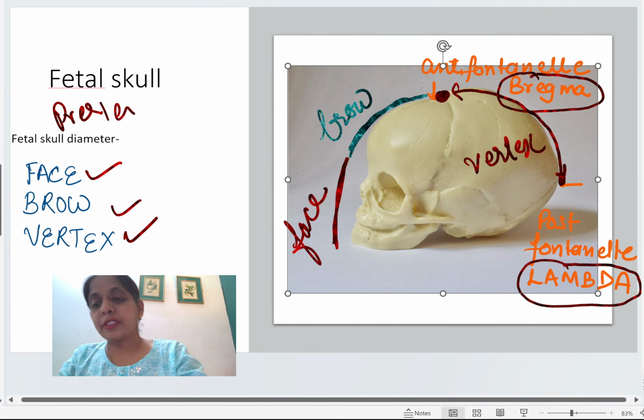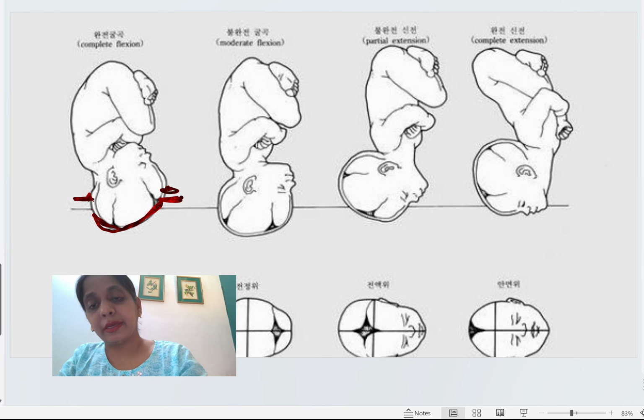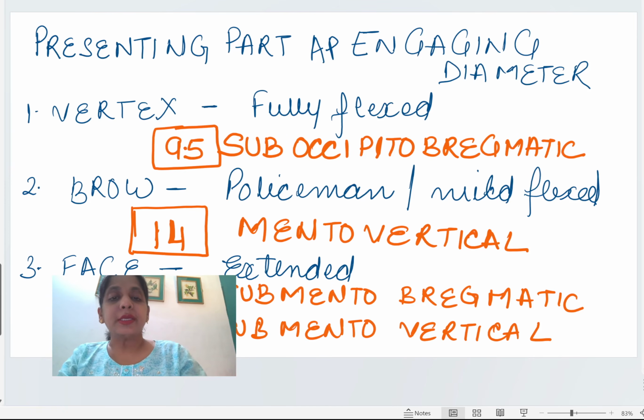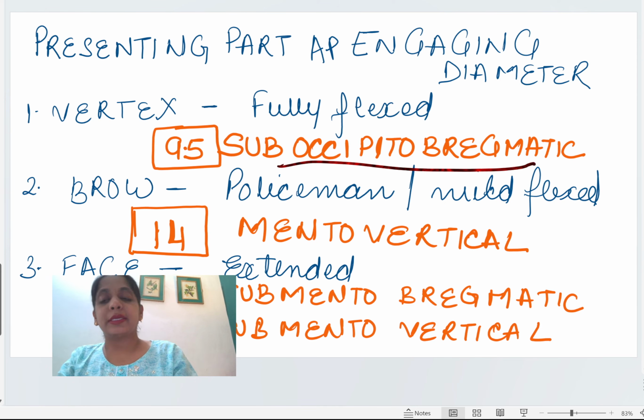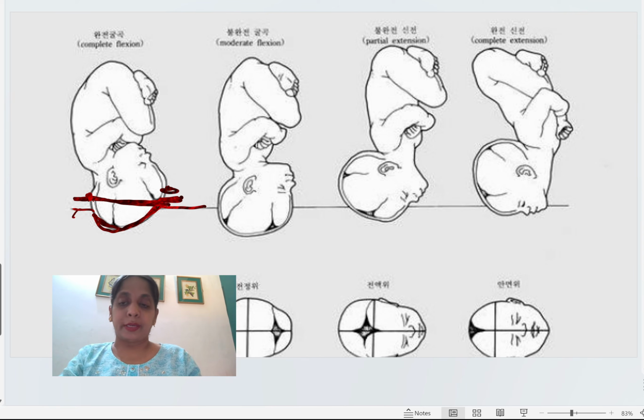Okay, if it is fully flexed, then which diameter has entered? Can anybody tell? This is suboccipito-bregmatic. This diameter has entered the pelvis. Okay, you imagine that here it is a pelvis and this line is the pelvis line. So in the vertex, which diameter enters? Suboccipito-bregmatic, which is 9.5 cm. The diameter from subocciput to bregma is known as suboccipito-bregmatic.